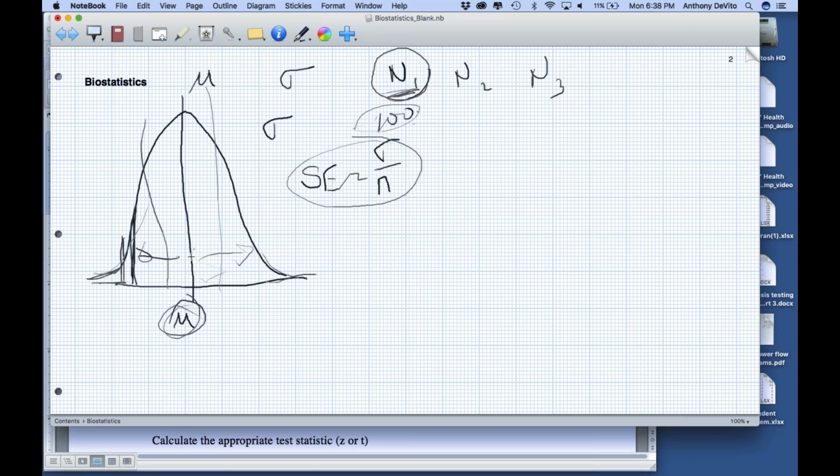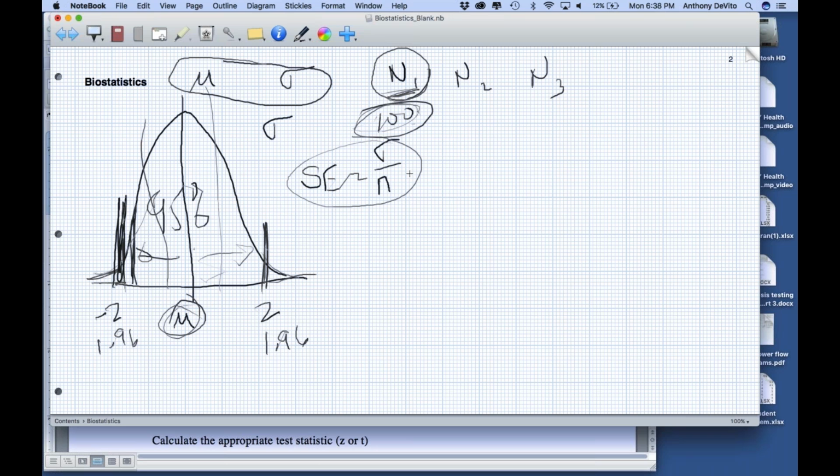Okay, so we know, for instance, that 95% of the time, if we take a sample of size 100 from this population, the sample mean is going to be between two standard deviations below the mean and two standard deviations above the mean. In real life, we know it's really 1.96, right? If we really carefully go and look at the Z table. But 95% of the time, for a sample of size 100 or any size for that matter, because the sample size is going to make the standard error change, our sample mean will fall between two standard deviations below the mean and two standard deviations above the mean.